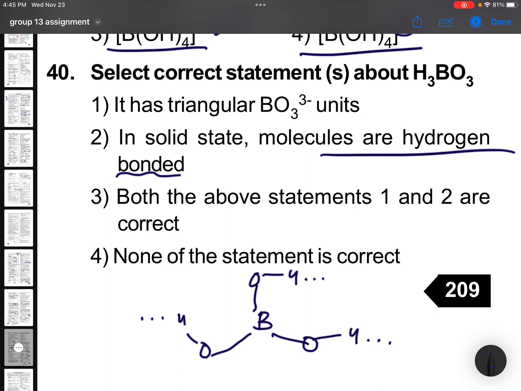So these are some questions related to group 13. I will update group 14 today and tomorrow. You try to complete as many as you can. Then once it is done, we'll move to organic chemistry.